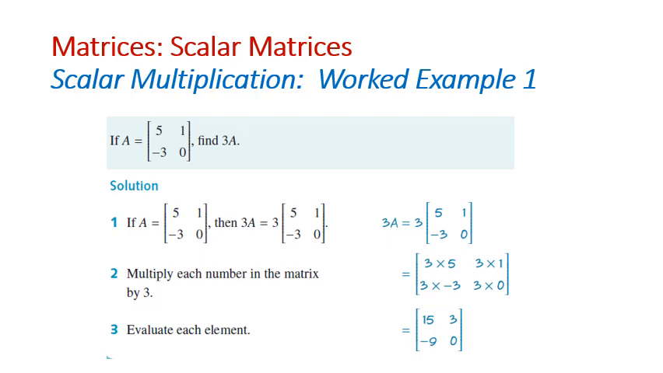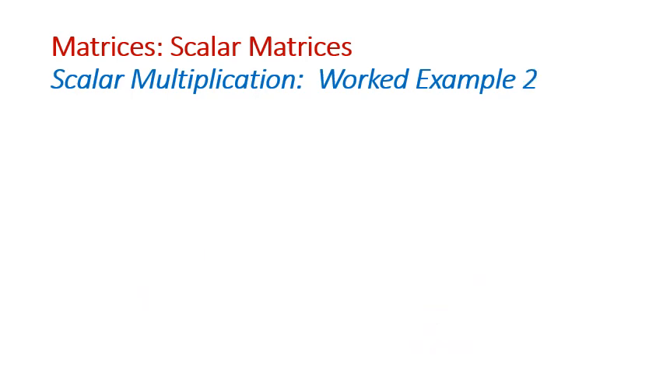Like we saw on the previous slide, every element inside that 2 by 2 matrix is being multiplied by 3. So we have 3 by 5, then 3 by 1, 3 by -3, and finally 3 by 0. And the final step 3 is evaluating each of those calculations. So obviously 3 by 5 becomes 15, 3 by 1 is 3, 3 by -3 is -9, and 3 by 0 is 0. So just make sure you get that down in your book before you click on to the next slide. Let's have a look at our second worked example.